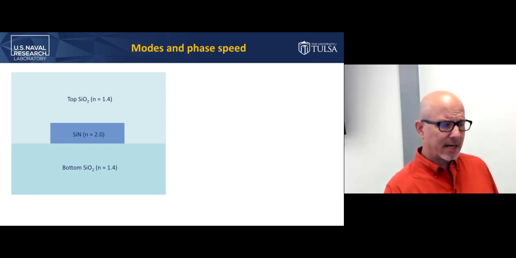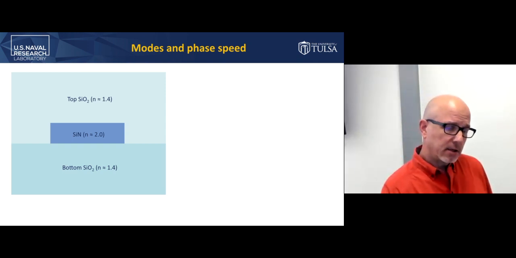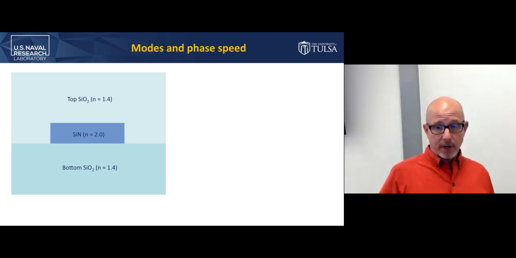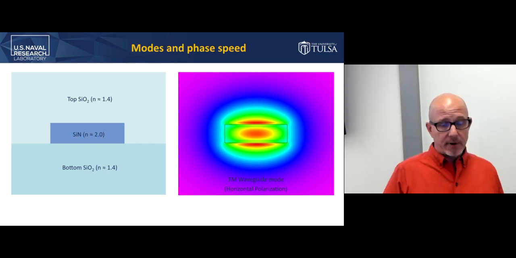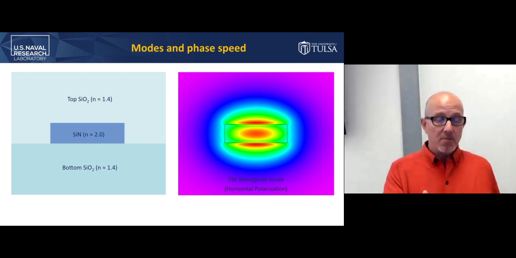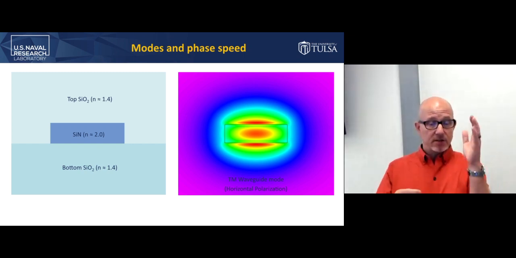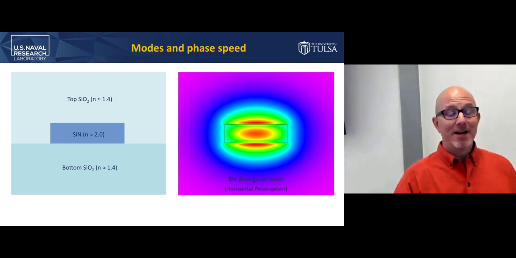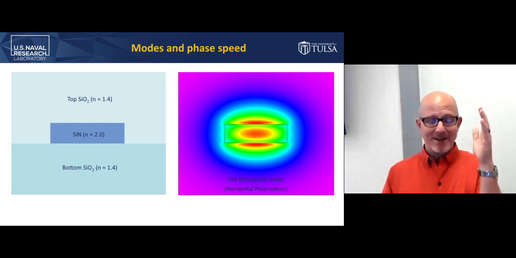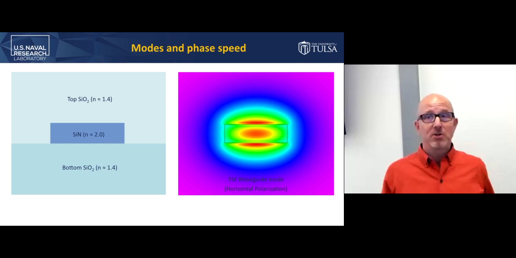So we've got a silicon nitride core with a silicon dioxide cladding all the way around it. So we can use a finite element method solver to determine where the light is traveling as it travels along the structure. And this is what we get for a particular example of TM, which means transverse magnetic. I've written horizontal polarization there. This should be vertical polarization, so it means transverse magnetic.